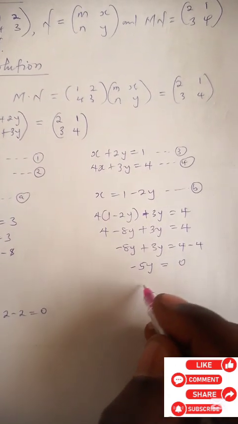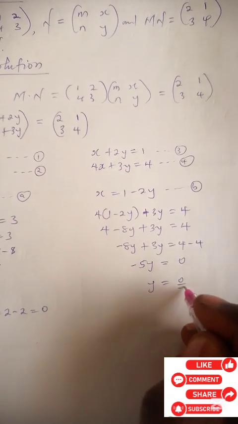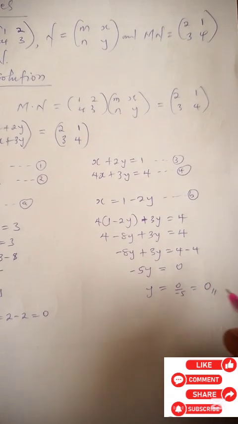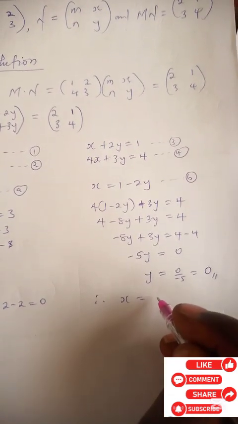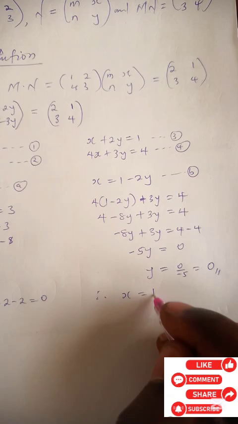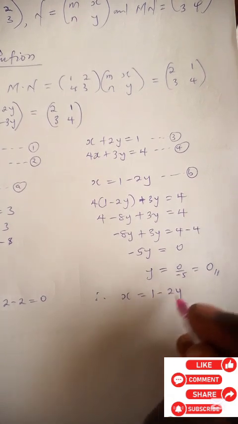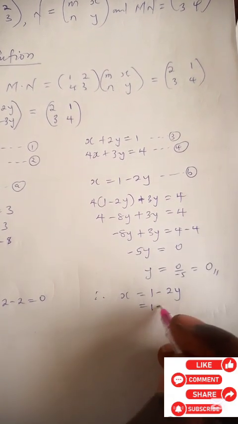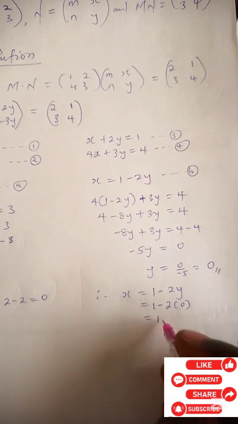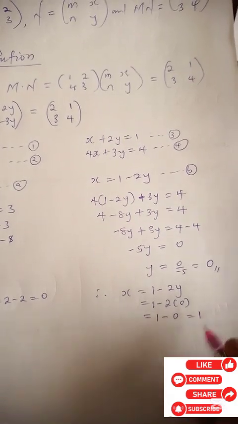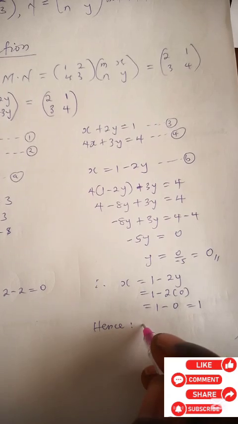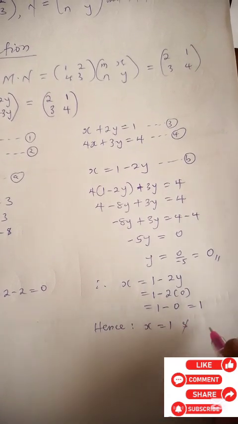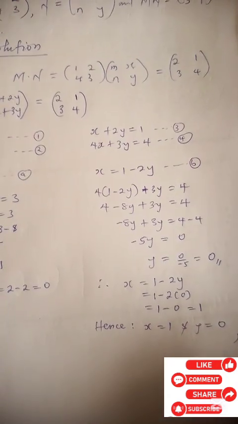So we divide both sides by minus 5, so y will be equal to 0 divided by minus 5, which is also 0. Therefore, x is equal to 1 minus 2y. So if we substitute the value of y as 0, we have 1 minus 2 into 0, which will be 1 minus 0, which will be 1. Hence, x is equal to 1 and y is equal to 0.